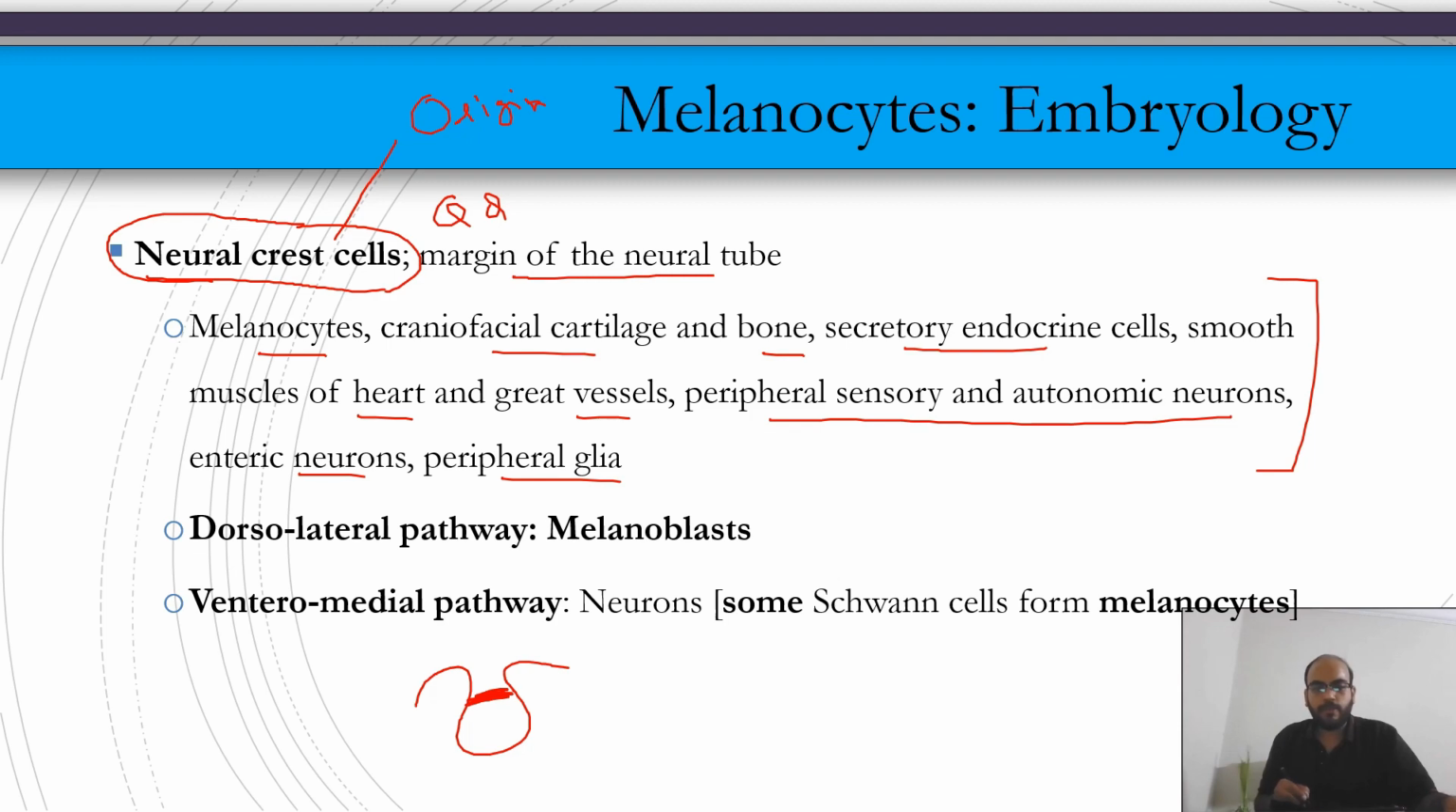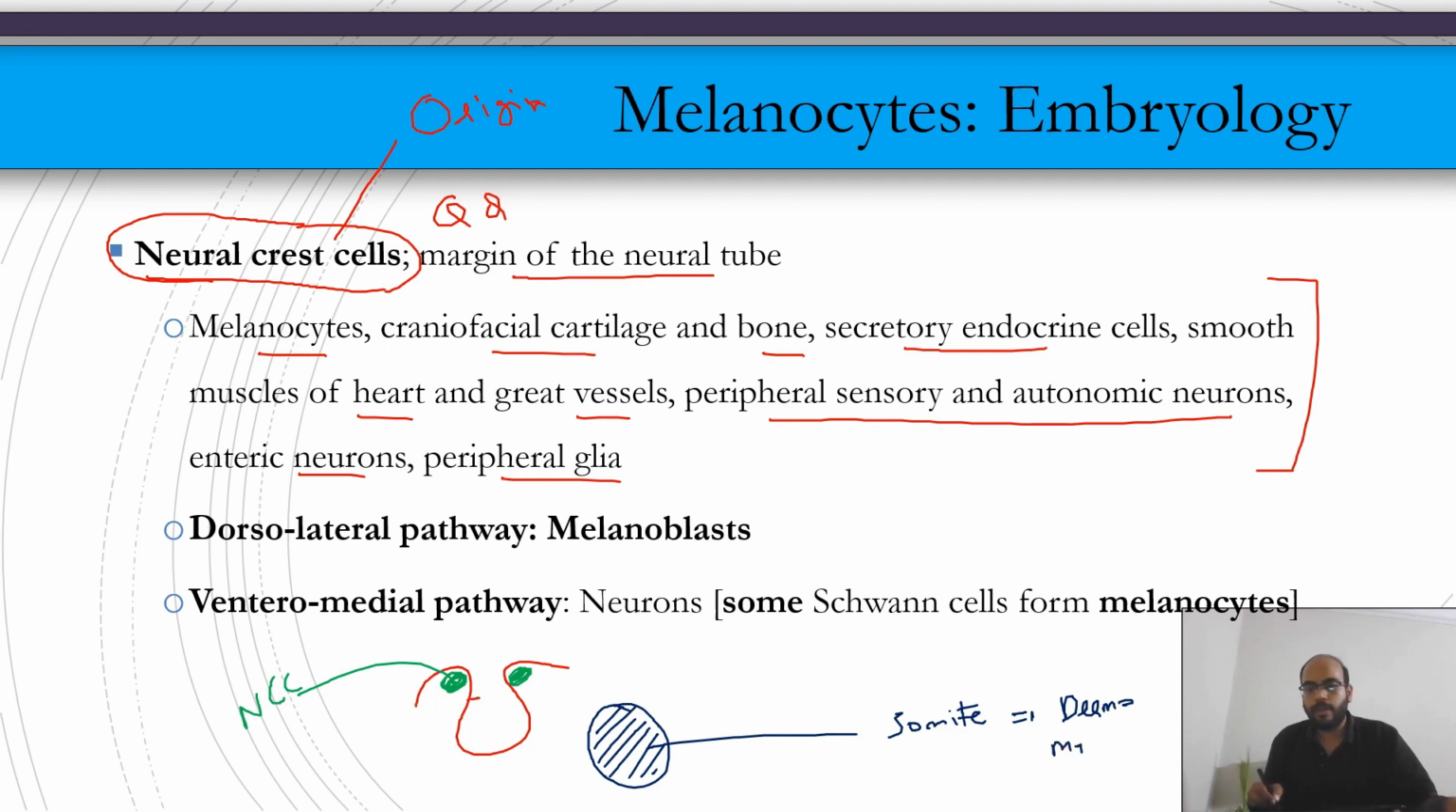Okay, eventually, but before closure, you will have a certain area at the tip of the limbs, and these are the neural crest cells. From the neural crest cells, just lateral to the neural tube, you have the somite, which gives rise to the dermomyotome, which will eventually give rise to dermis and muscles of the body.